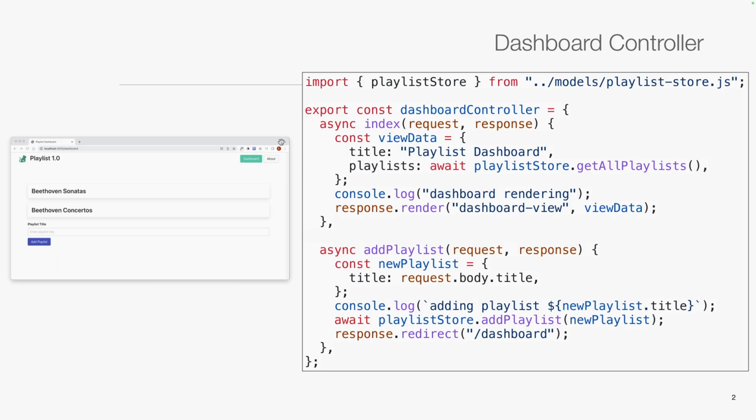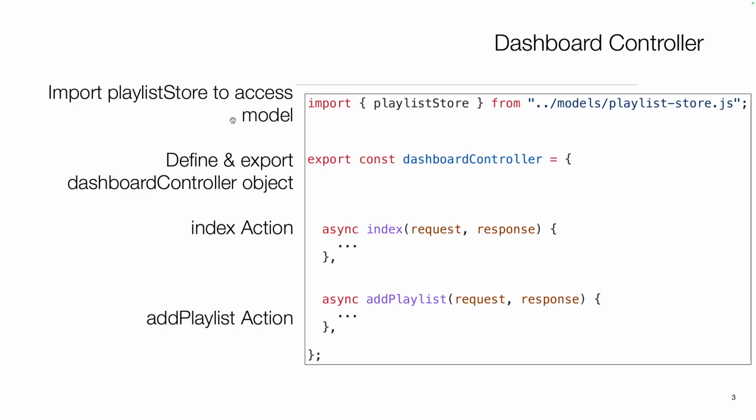So if we take a look at the code over here, we can see we have our dashboard controller, and we'll step through each of the individual pieces of this now. So in our dashboard controller, we use our import syntax to import what we call a module, and that module is called playlist store. It's in a models directory, so very similar words there, but they are different. And model typically relates to our data model.